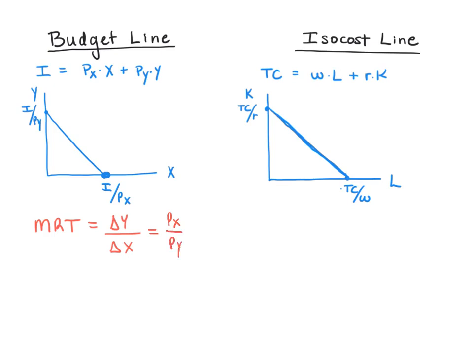In firm theory, the slope of the isocost line in absolute value can also be called the marginal rate of transformation. It will tell us how much of input capital the firm would have to give up if it bought one more unit of labor and had the same total cost, and can also be calculated by taking the price of labor and dividing it by the price of capital.